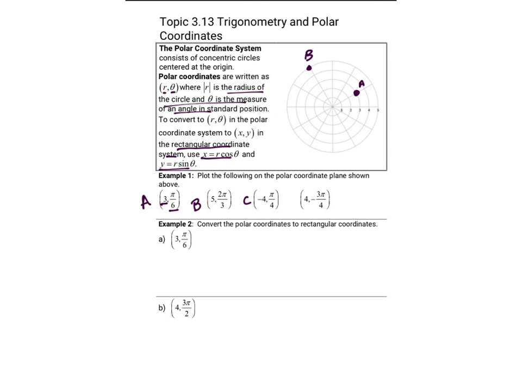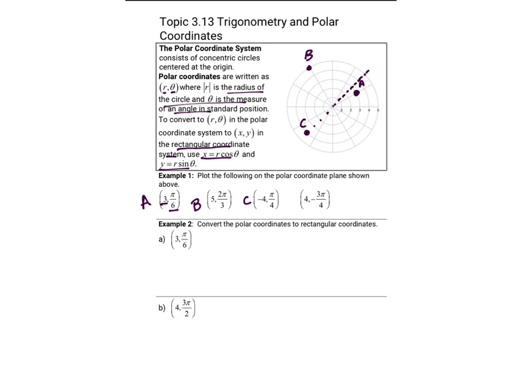Letter C. This one threw me. This is where I had to get out the YouTubes. It says negative 4 comma pi over 4. We know pi over 4 is going to be on this angle between pi over 6 and pi over 3. But instead of going to positive 4, we have to go 180 degrees to negative 4. So that's going to land us here. 1, 2, 3, here. Negative 4.